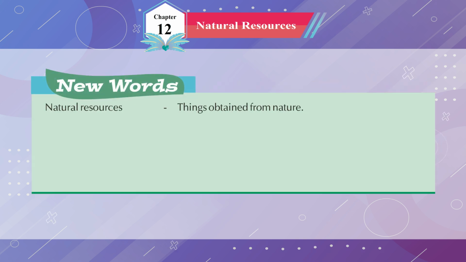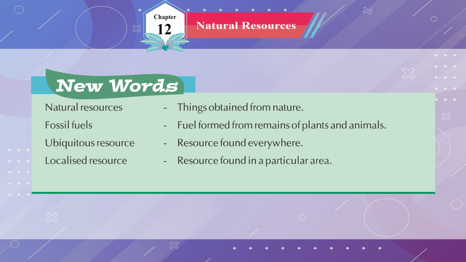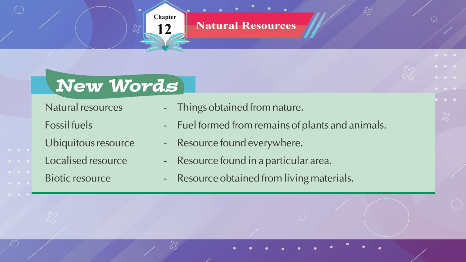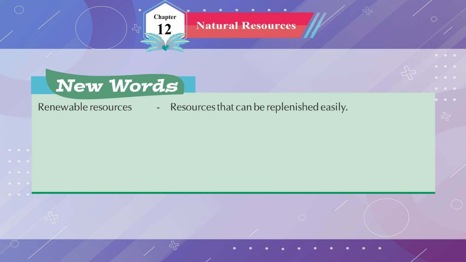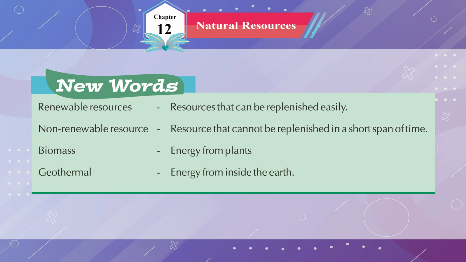New words. Natural resources, things obtained from nature. Fossil fuels, fuel formed from remains of plants and animals. Ubiquitous resources, resources found everywhere. Localized resources, resources found in a particular area. Biotic resource, resource obtained from living materials. Renewable resource, resources that can be replenished easily. Non-renewable resource, resource that cannot be replenished in a short span of time. Biomass, energy from plants. Geothermal, energy from inside the earth.